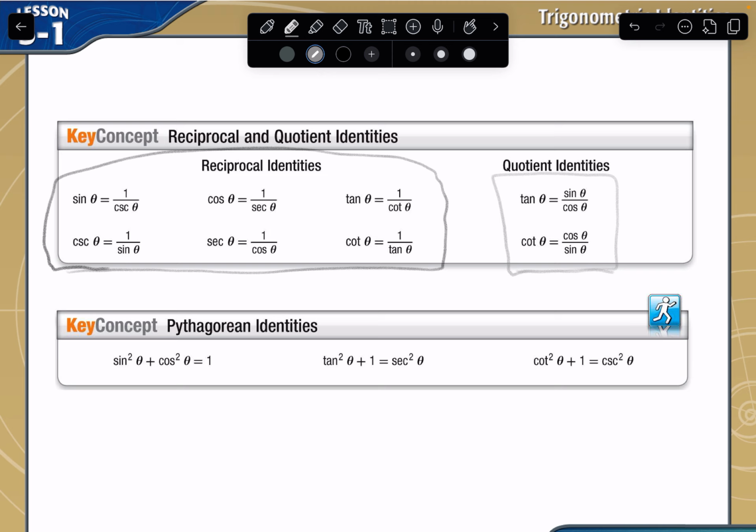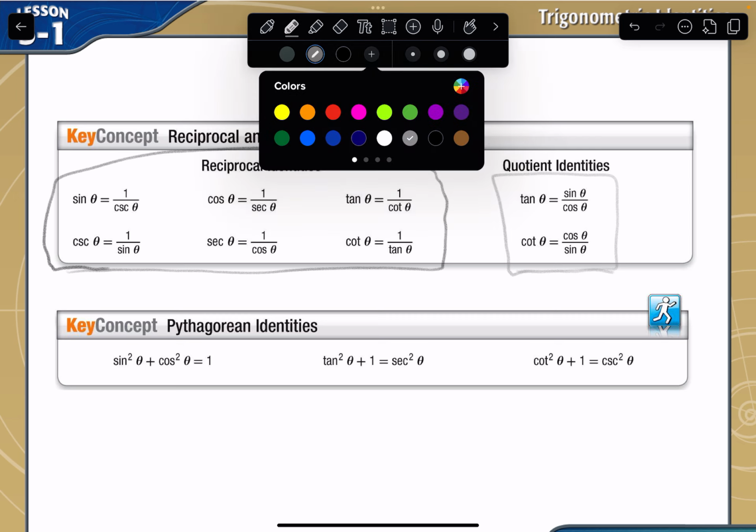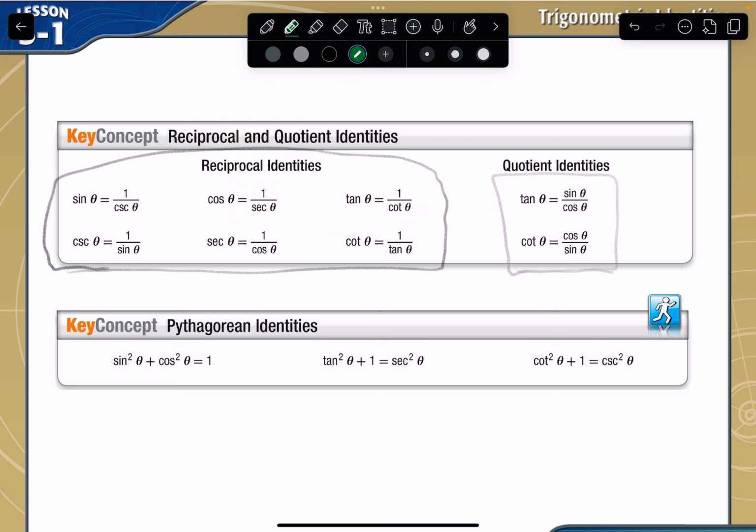Your Pythagorean theorem identities are, I think Pythagorean theorem is a squared plus b squared equals c squared, which is where these come from. So taking your y value, squaring it, plus your x value and squaring it is equal to 1, and so on and so forth.